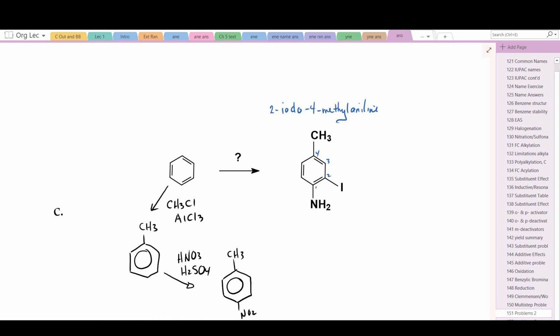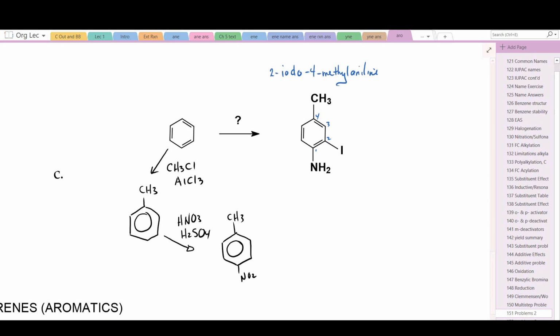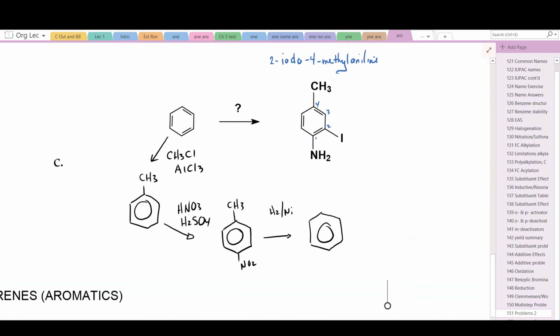Now we want to iodinate. Still not a good time, though, because the iodine would be ortho to the methyl group rather than to the nitro group. But if we, at this time, reduce the nitro group to the amino group, hydrogen on nickel, we convert our nitro group to the amino group. And this is a strong activator, and it'll direct preferentially ortho to itself. And now would be the time to iodinate.